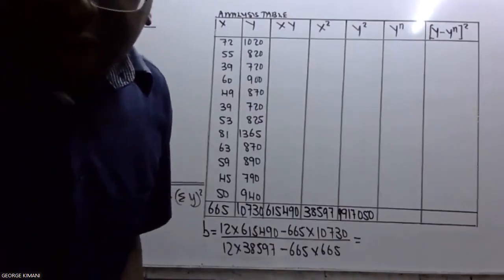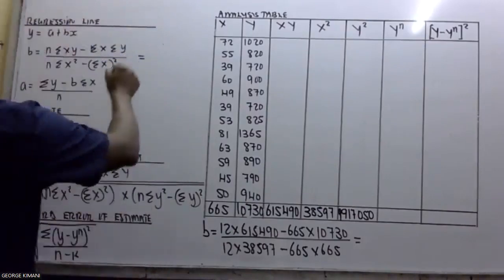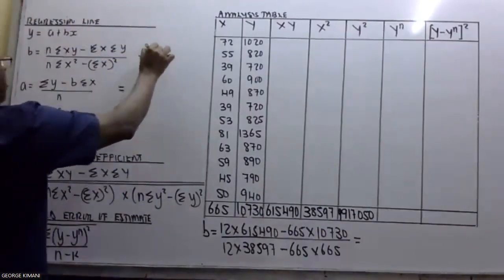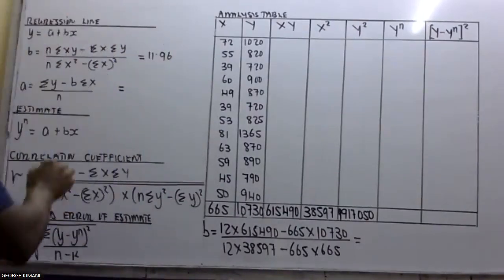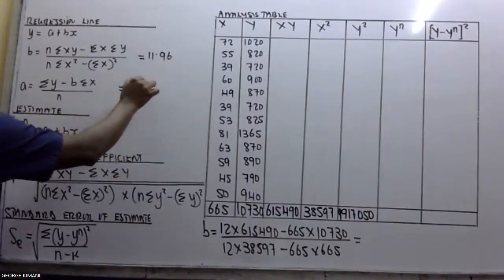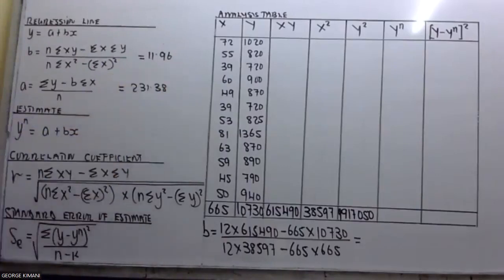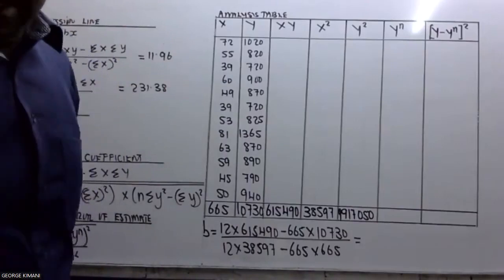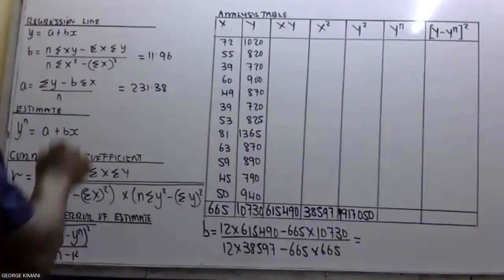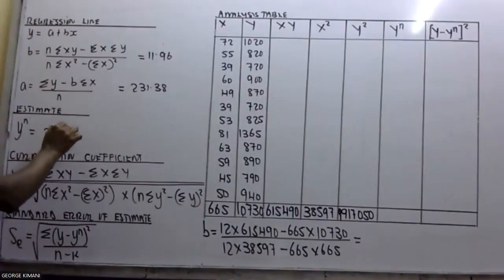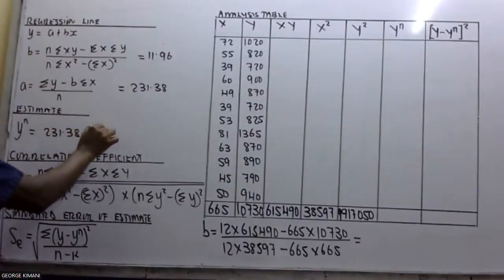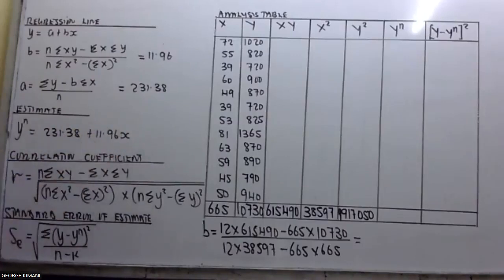B is 11.96. A is 231.38. So those are the values after you substitute. So the predicted y will be 231.38 plus 11.96x.